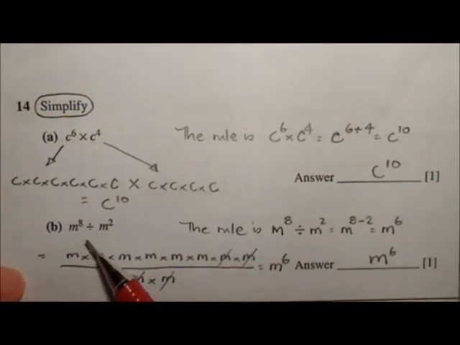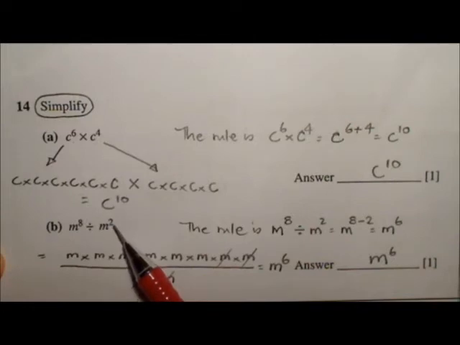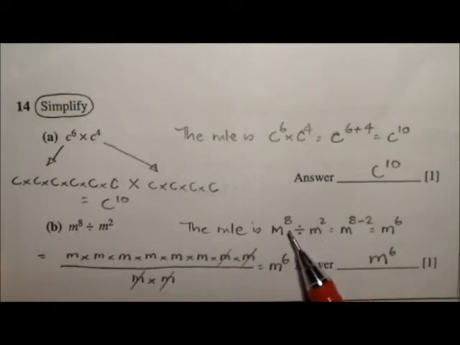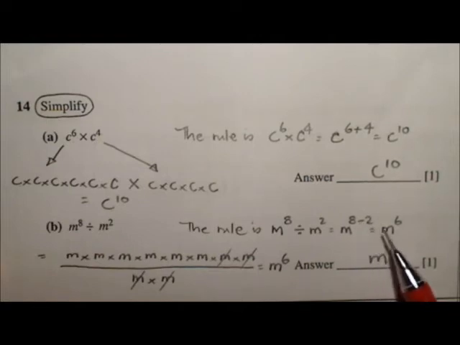And the second part then, m to the power of 8 divided by m to the power of 2. Again, there's one of the power rules or indices rules: when you're dividing, in this case, you subtract the two power numbers. So m to the power of 8 divided by m to the power of 2 is m to the power of 8 minus 2. So that's m to the power of 6.